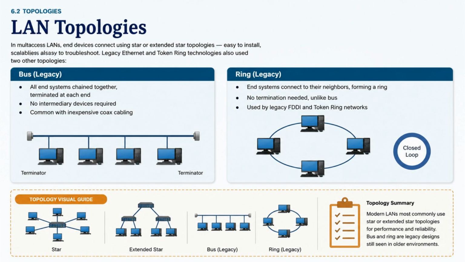Easy to install, scalable, easy to troubleshoot. 2 legacy topologies also shown. Bus, all devices chained on one line with terminators at each end, common with old coax, and ring, devices connected in a closed loop, used by legacy FDDI and token ring. Students won't encounter bus or ring in modern networks, but should recognize them by name.